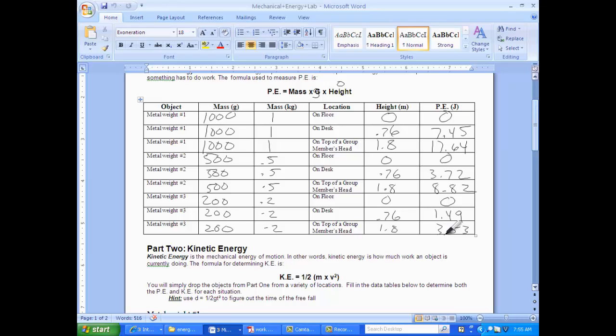So what are you noticing? Which scenario has the greatest potential energy? Yeah, the one with the most mass and the most height, which makes sense. All right, so I should actually write those down. So 0, 7.45, 17.64.